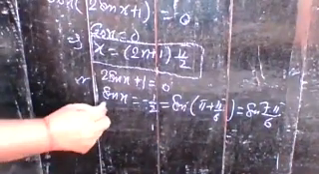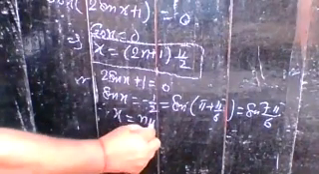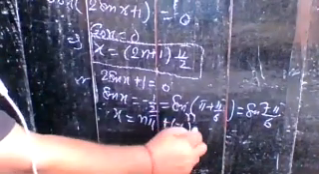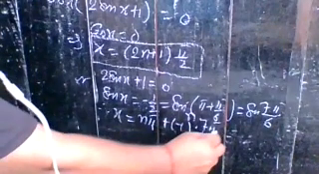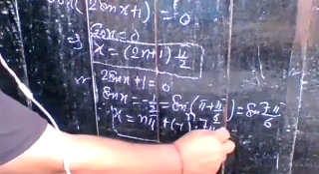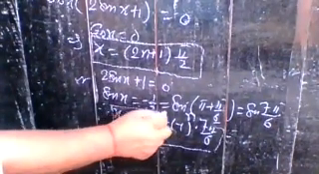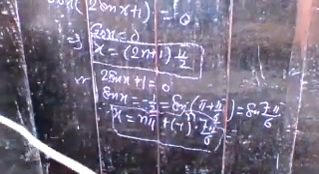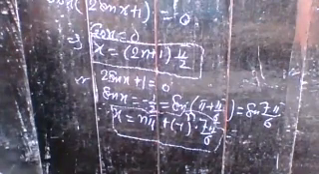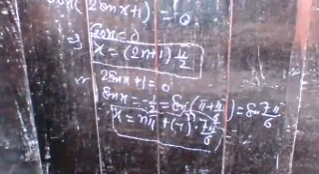Now, if you apply the identity, you have x equal to nπ + (-1)^n times 7π/6 as your answer. So in this way, you have two solutions here. x is equal to nπ + (-1)^n times 7π/6 is your solution.